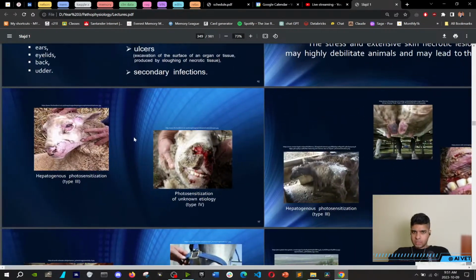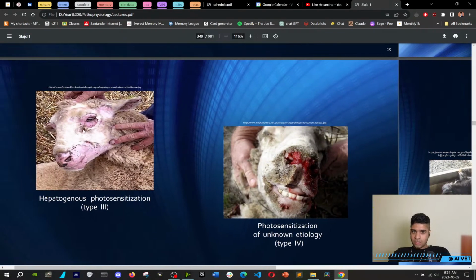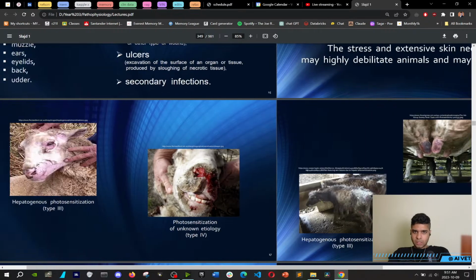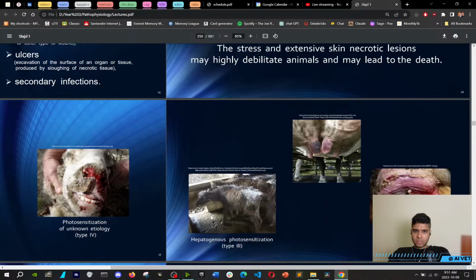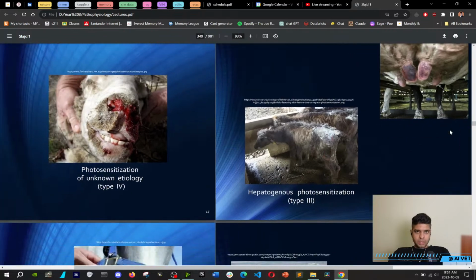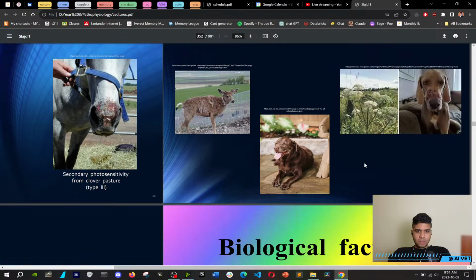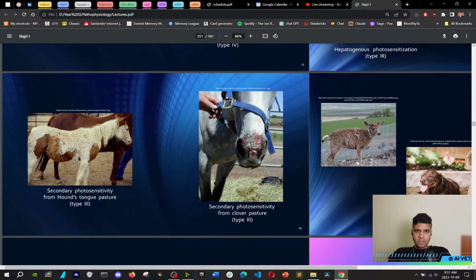So here we can see some of the examples. Type 4. Wow. Type 3. The liver one. Hepatogenous. Okay. This is the most common, like they say, type 3, type 3. Wow, this is how it looks like. Okay.